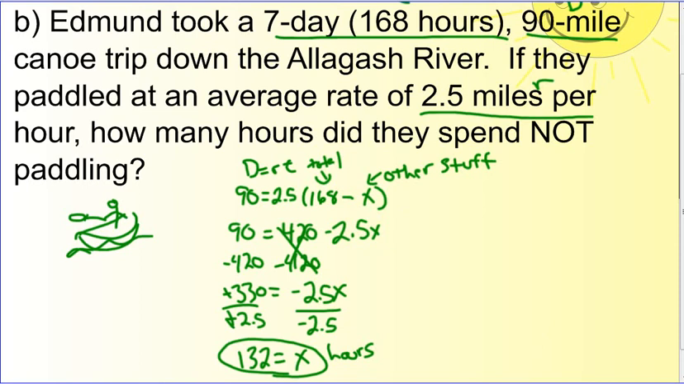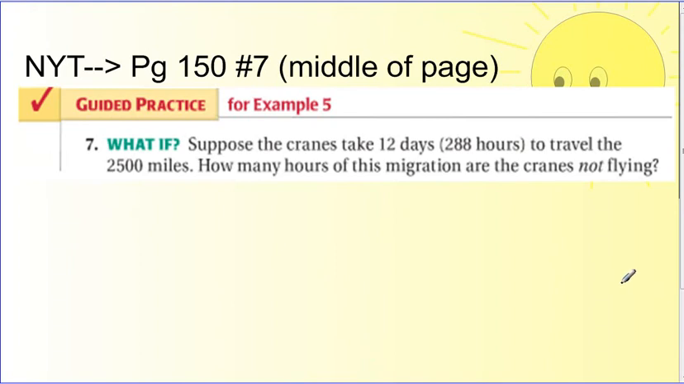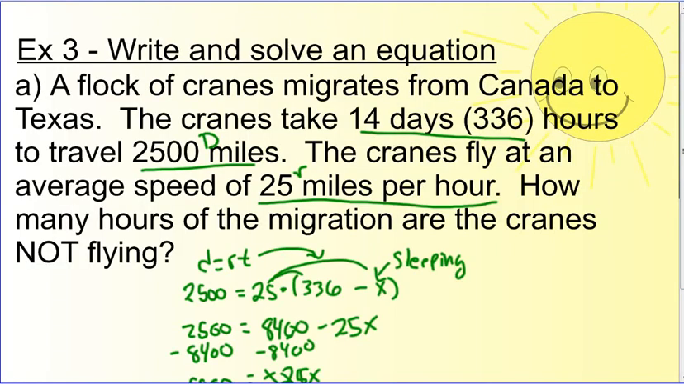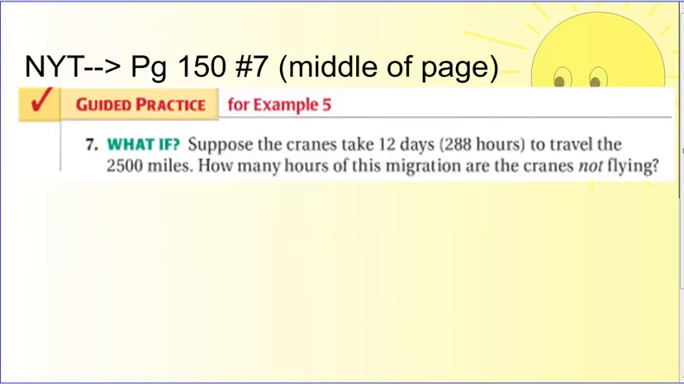Okay, I have one problem like this for you to do out of the textbook. You'll find it here. It says, suppose the cranes take 12 days to travel 2,500 miles. How many hours of migration are the cranes not flying? So in our problem, they took 14 days. What happens if they only took 12? Pause the video, try it out on your own. When you're ready to hit play, do it, and we'll continue from there.